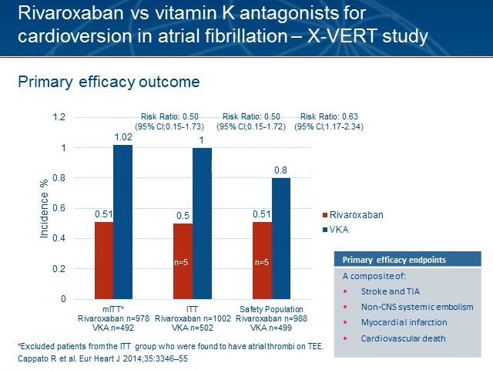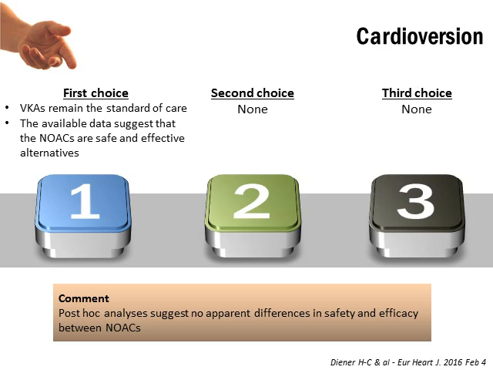The study was not powered enough for the primary endpoint, which is a composite of stroke, transient ischemic attack, non-central nervous system embolism, myocardial infarction, or cardiovascular death. But there is a trend of superiority of Rivaroxaban compared with warfarin, as you can see from this slide. Unfortunately, the confidence interval is not enough to confer a statistical significance to this result.